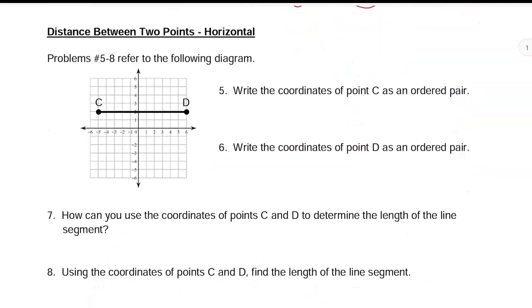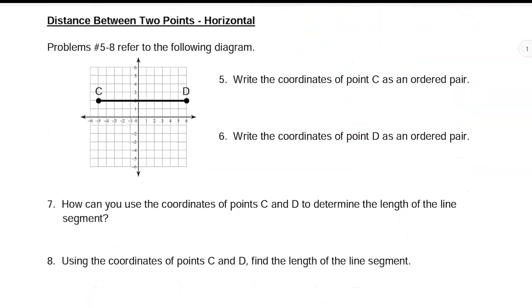In number 5, let's write down the ordered pair for point C. It is at -5, +2. Point D is at 6, 2. I can see how far apart they are by looking at the x coordinates. I'm going to answer question 7 and say that if I find the difference between the x coordinates, then I can find the distance between the points.